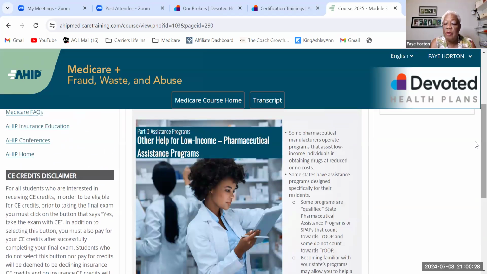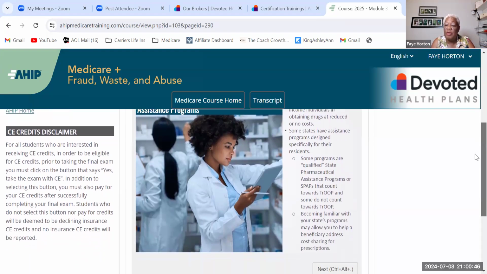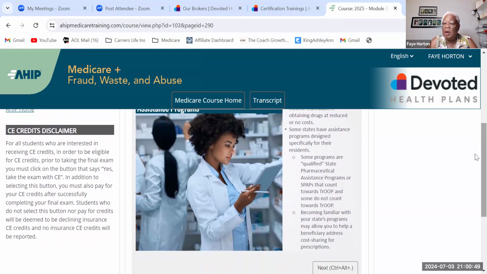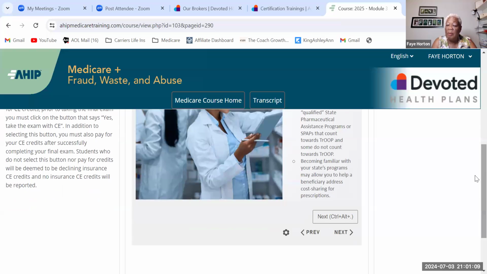Other help for low-income: pharmaceutical assistance programs. Some pharmaceutical manufacturers operate programs that assist low-income individuals in obtaining drugs at reduced or no cost. Some states have assistance programs designed specifically for their residents. Some programs are qualified state pharmaceutical assistance programs, or SPAPs, that count towards the TrOOP, and some do not count towards the true out-of-pocket costs. Becoming familiar with your state's program may allow you to help a beneficiary address cost sharing for prescriptions.